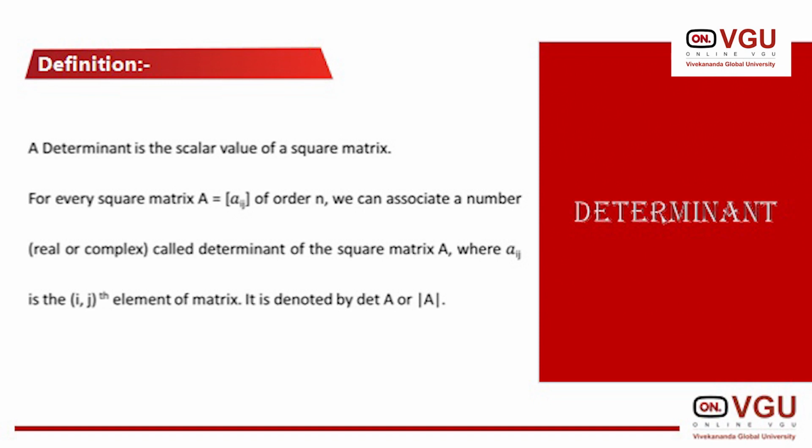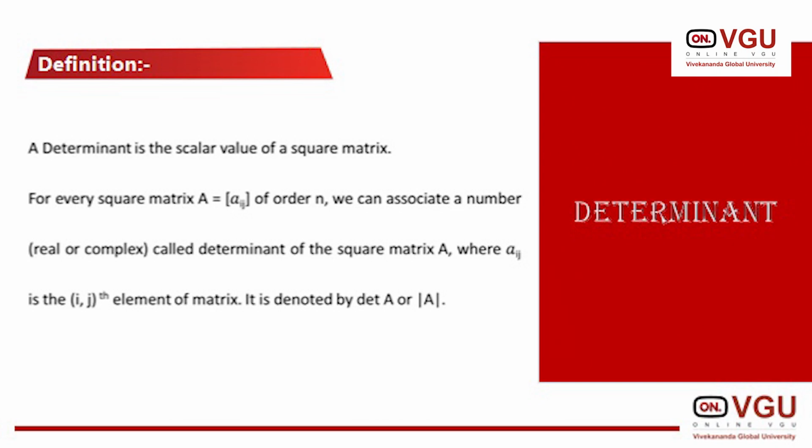So, as I told you earlier, what is the meaning of a determinant? A determinant is the scalar value of a square matrix. Means if we have a square matrix, we can define the determinant corresponding to that matrix. Okay. Corresponding to a rectangular matrix, we cannot define the determinant. So it is a scalar value for a square matrix.